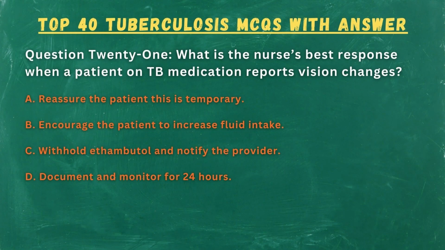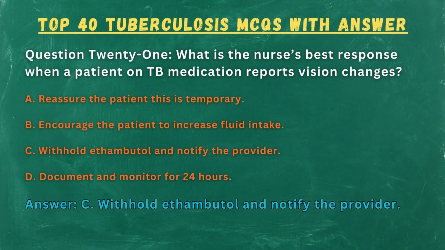Question 21. What is the nurse's best response when a patient on TB medication reports vision changes? A. Reassure the patient this is temporary. B. Encourage the patient to increase fluid intake. C. Withhold ethambutol and notify the provider. D. Document and monitor for 24 hours. Answer. C. Withhold ethambutol and notify the provider.